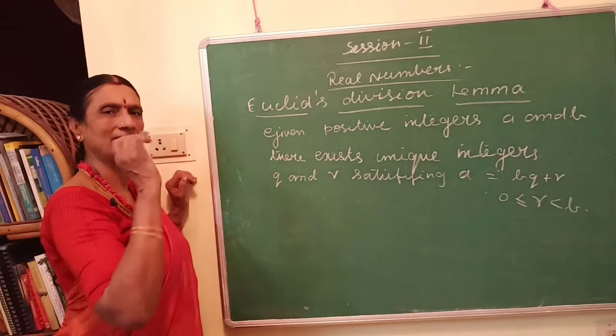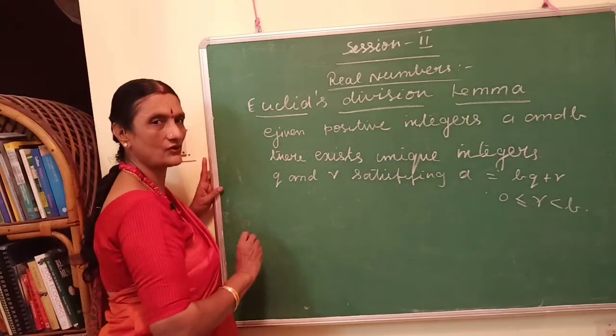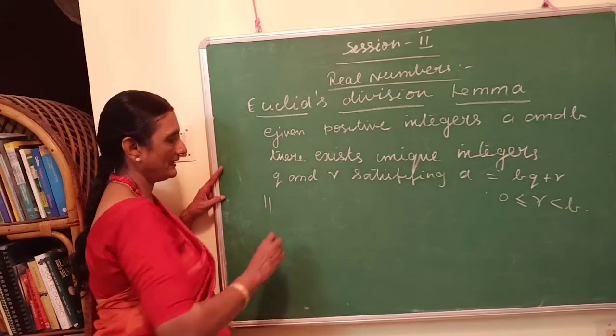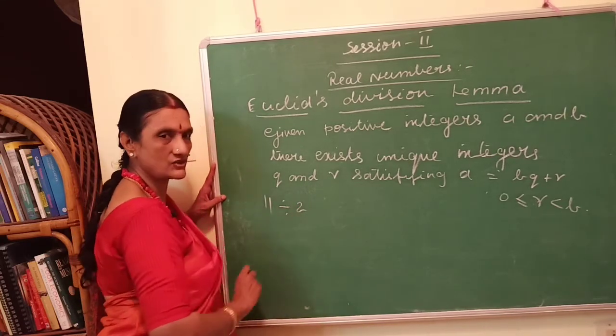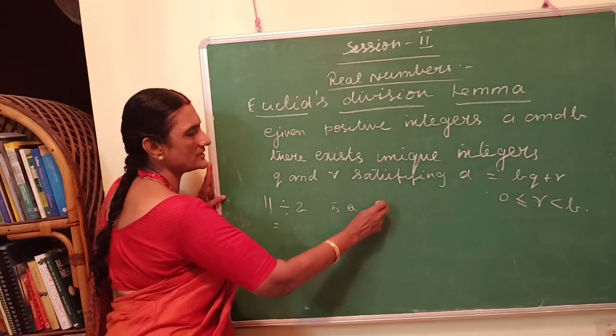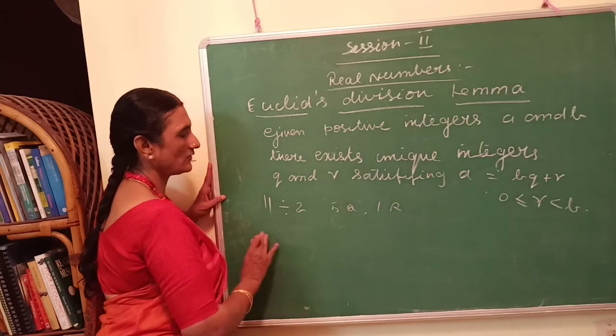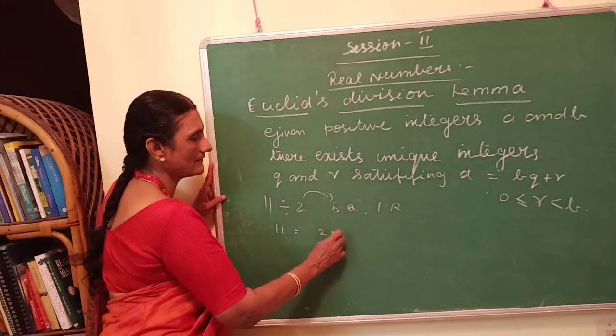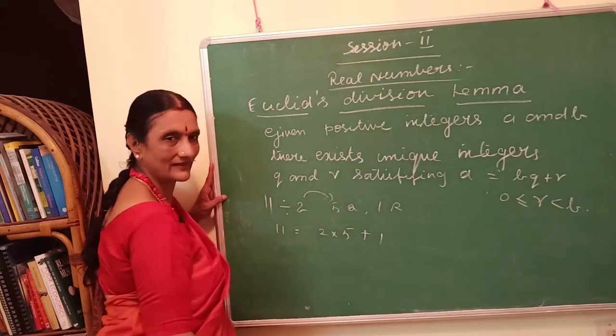Now to be very clear to you, I will show you a division sum. For example, you take 11. Now 11 you are going to divide by 2. So you all know what the quotient is. 5 is the quotient, 1 is the remainder. So we write 11 is equal to 2 into 5 plus 1, correct?